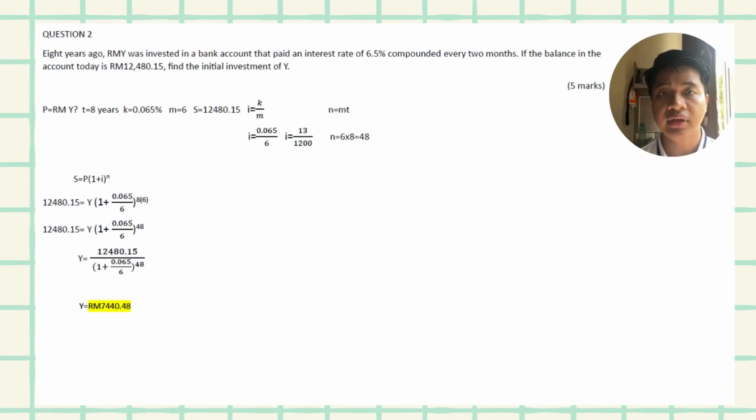Question number 2. In order to find the initial investment of Y, we need to use S equals P(1 + i)^n. Then we plug in the values of S, i, and n. So 12,480.15 equals Y(1 + 0.065/6)^48. Then we need to divide 12,480.15 by (1 + 0.065/6)^48, and we get Y equals RM7,440.48.